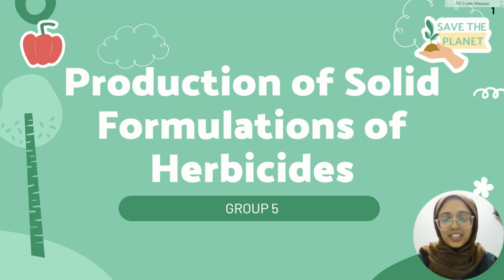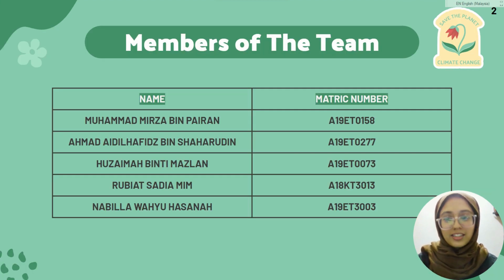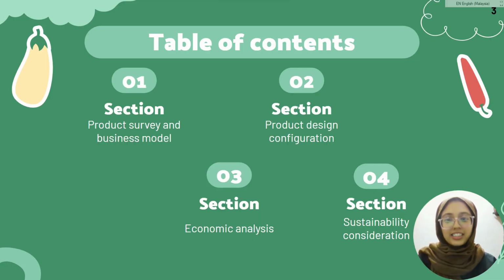Assalamualaikum and hello. Today we're going to present our CPD project called Production of Solid Formulation of Herbicides. We're from Group 5 and our team members consist of Muhammad Mirza, Ahmad Aidil Hafiz, Huzaima, Rubiat Sadiamin, which is me, and Nabila. In this project, we're going to discuss the product survey and business model, the product design configuration, the economic analysis, and finally the sustainability consideration.